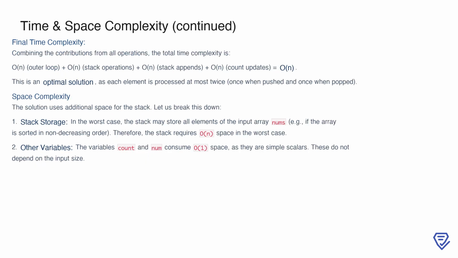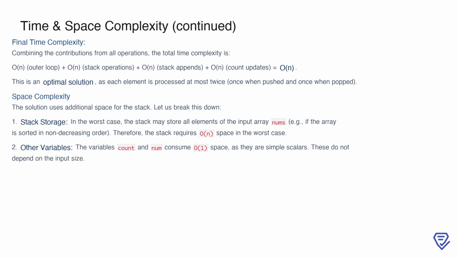Now, when we add up the contributions from all the operations, the total time complexity is O(n) from the outer loop, O(n) from stack operations, O(n) from stack appends, and O(n) from the count updates. This simplifies to an overall time complexity of O(n). This approach is optimal because each element is processed at most twice, once when it is pushed onto the stack and once when it is popped.